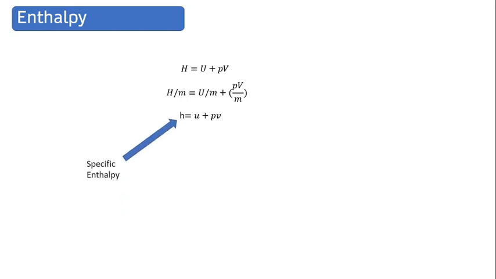So what is enthalpy? According to thermodynamics, the expression of enthalpy is H equals U plus PV, where H is the enthalpy, U is the internal energy, P is the pressure and V is the volume. So if we divide the whole equation by mass, then we get small h equals small u plus P into small v, where small h is the specific enthalpy, small u is the specific internal energy and small v is the specific volume.